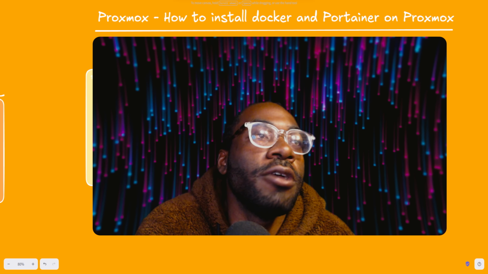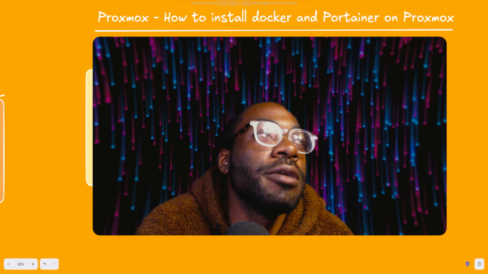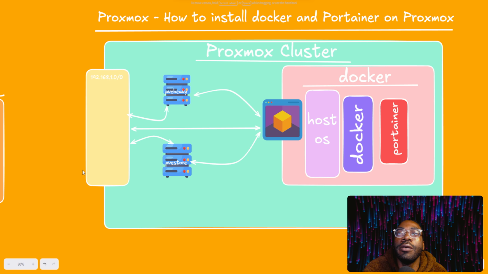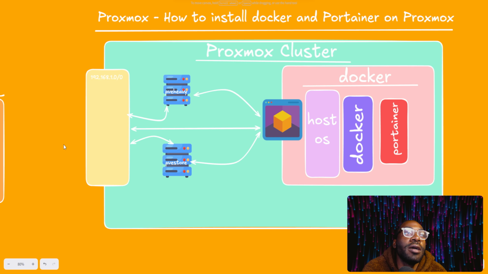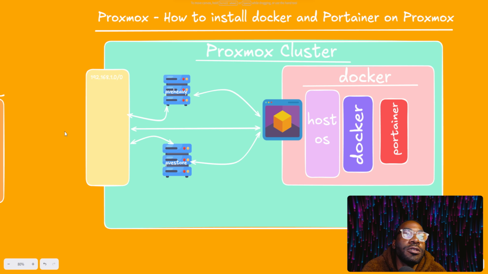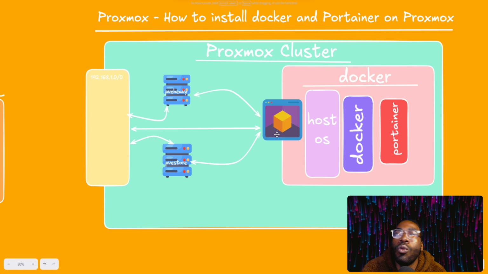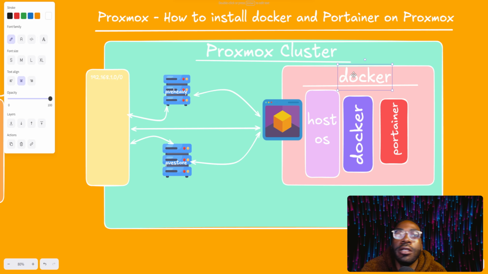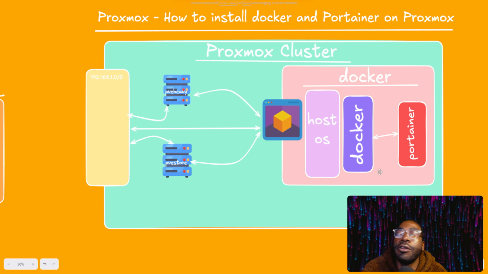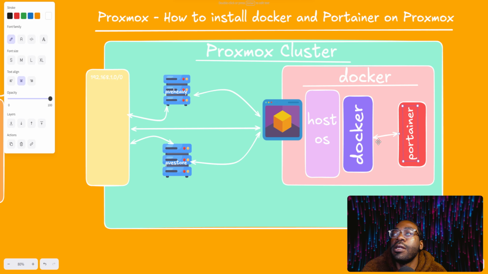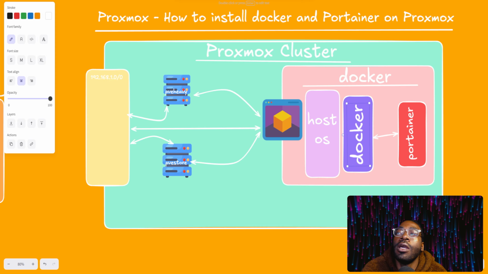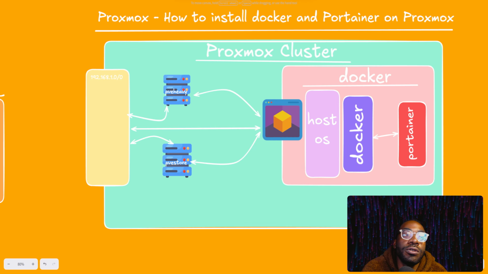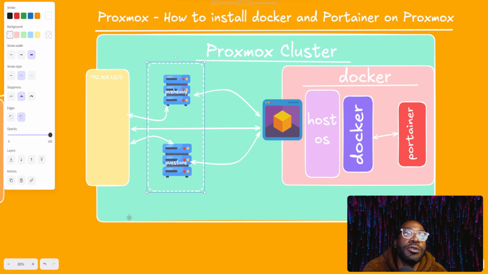Behind me, I have a diagram of our final setup. Let's take a look at it. As you can see, we're going to have a Proxmox cluster, and this Proxmox cluster is going to have one virtual machine that is going to be running Docker. This container right here is going to let us manage our Docker host and eventually other Docker hosts we might want to spin up inside of our cluster.